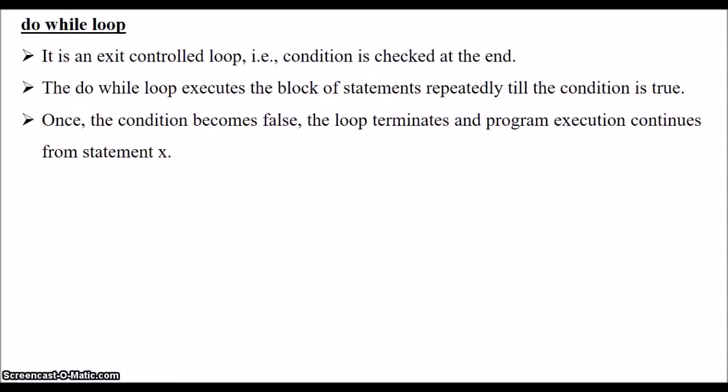We'll study about the do while loop. What is a do while loop? A do while loop is an exit control loop because the condition is checked at the end. As the condition is checked at the end of the do while loop, it is called an exit control loop. When we are exiting from the loop, the condition is checked. The do while loop executes a block of statements repeatedly till the condition is true. Once the condition is false, the loop terminates and the program execution continues from statement X.